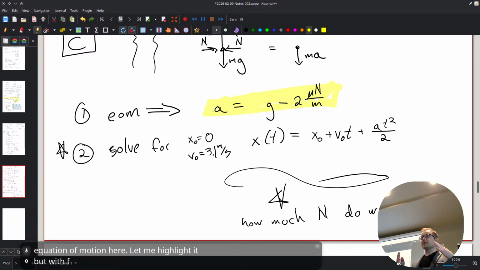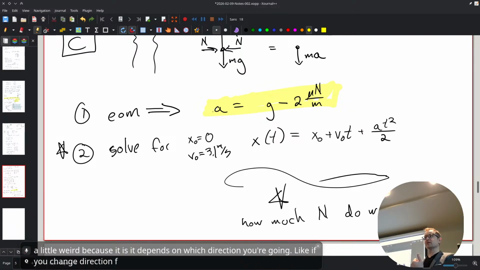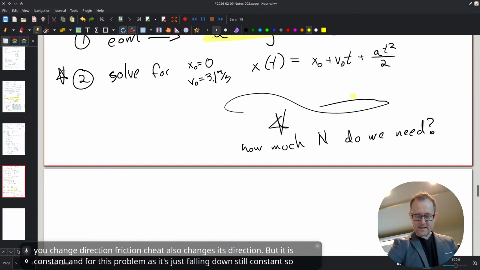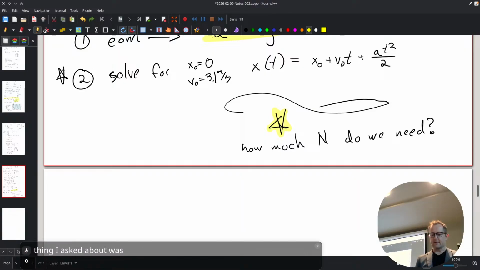But with friction and gravity, they're both constant forces. Friction's a little weird because it depends on which direction you're going. If you change direction, friction also changes its direction. But it is constant. And for this problem, as it's just falling down, it's still constant. So last thing I asked about was, how much normal force do we need to stop this thing?